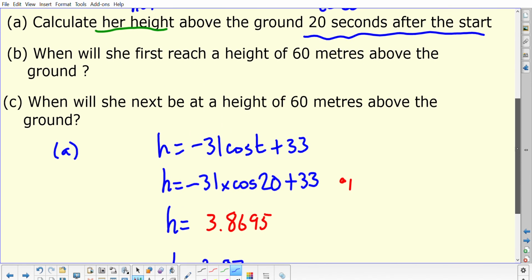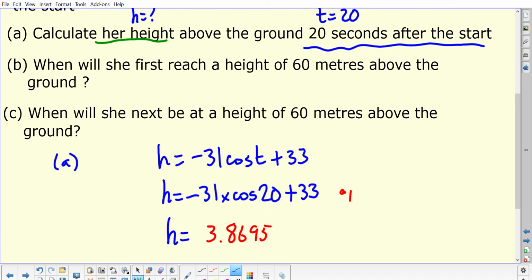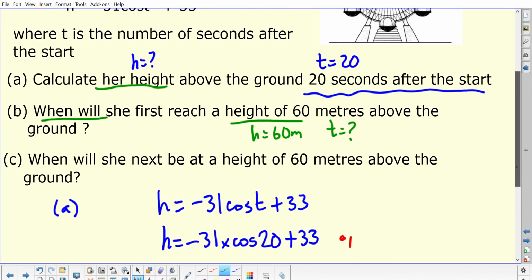So part B and C kind of go together. When will she first reach a height of 60 metres? So in this part B, you're actually being told the h value. H is 60, and when will she reach that means that they're asking you to work out what the time is. When will she next be at a height of 60 metres above the ground? So that is like the second value of the t. So we kind of do B and C together.